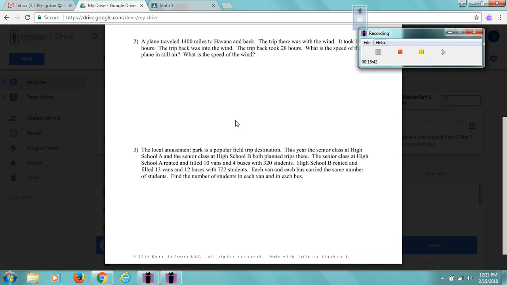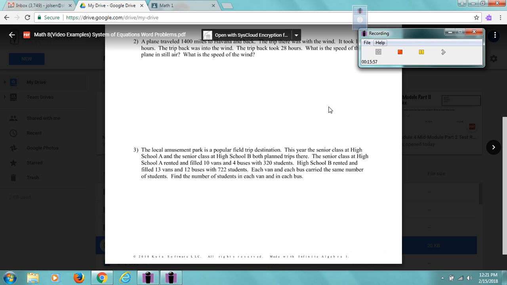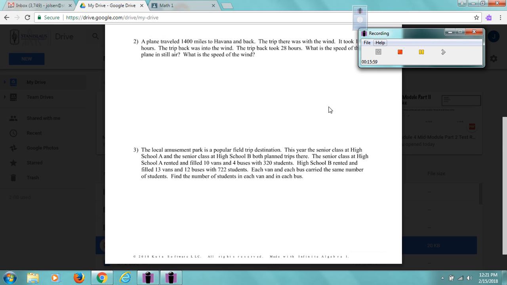So we got local amusement park is a popular field trip destination. This year the senior class at high school A and the senior class at high school B both plan trips there. The senior class at high school A rented and filled 10 vans and 4 buses with 320 students. High school B rented and filled 13 vans and 12 buses with 722 students. Each van and each bus carried the same number of students. Find the number of students in each van and in each bus.